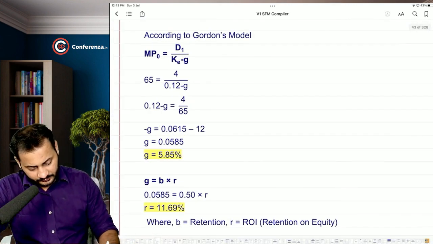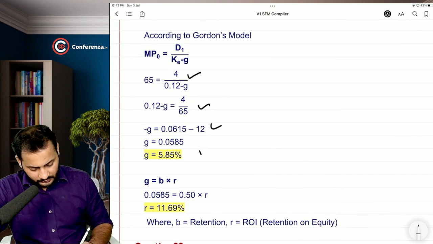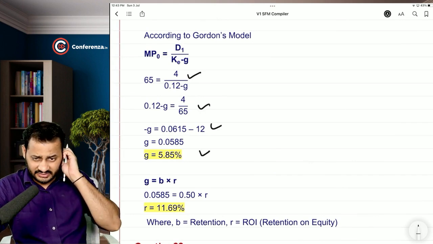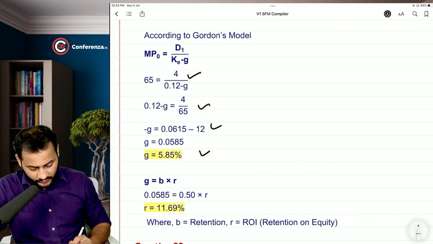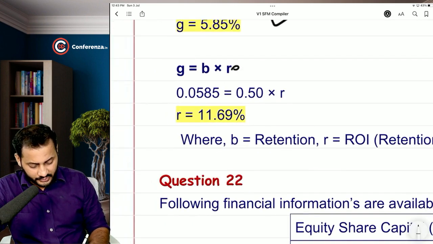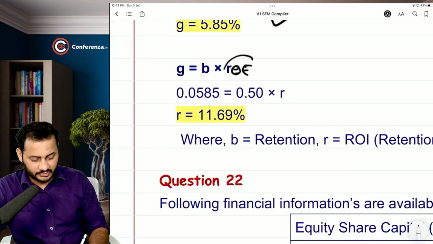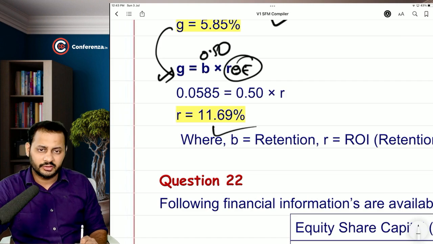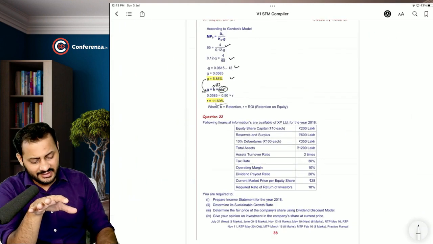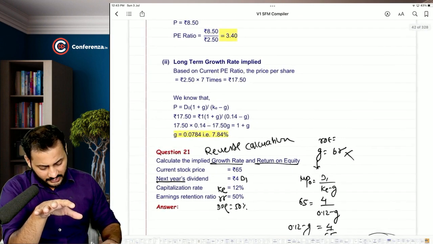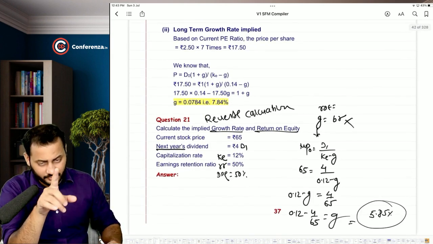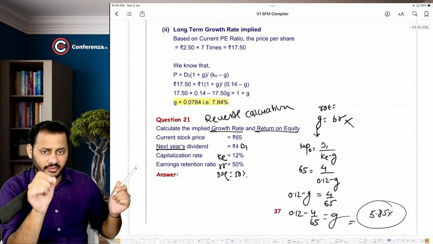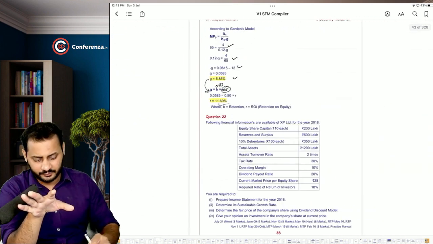I think it's easy. Then we can use the growth formula to calculate ROE. This is what the question is asking us. We know the growth, we just calculated it. We know the retention ratio is 50%. We can easily calculate the return on equity. So this question was quite easy and it was asked in the exam. I don't know which exam, but it was there. It is not written over here, but it was, I think, in May 2012 or something.